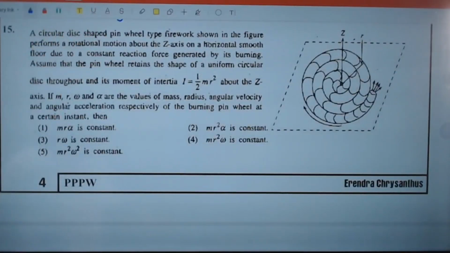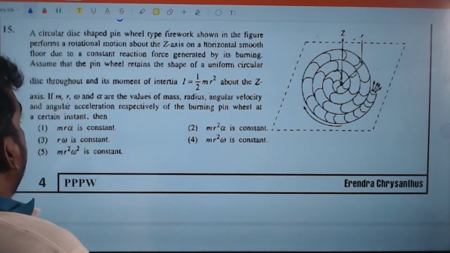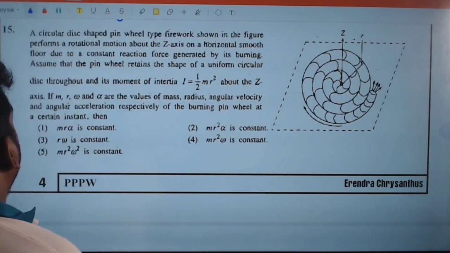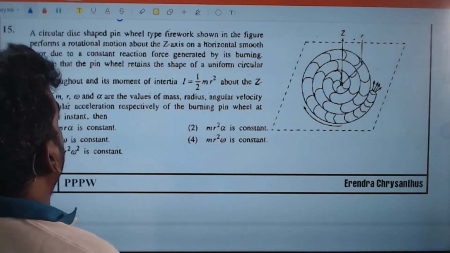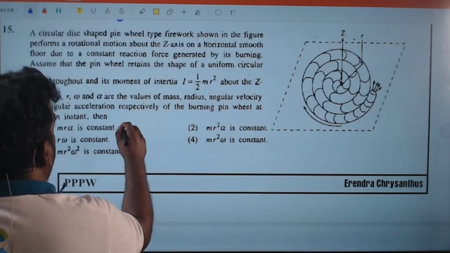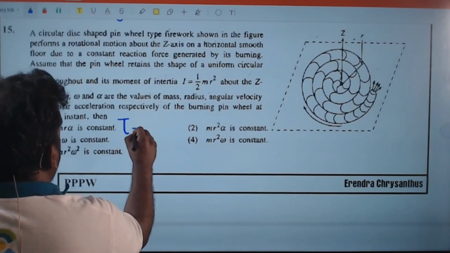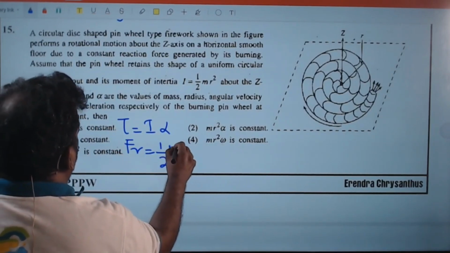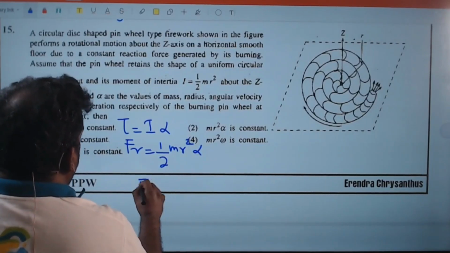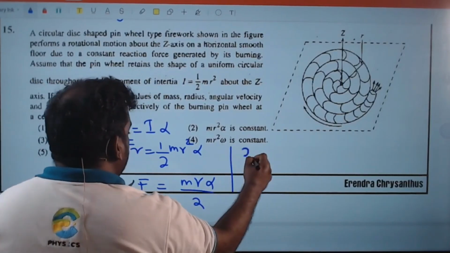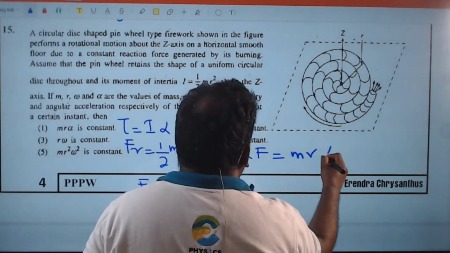A circular disc shaped pinwheel performs rotational motion along the z-axis. Assume that the pinwheel retains the shape. So they are asking you, constant force. Torque is equal to I alpha. Force into radius equals half m r squared alpha. Force equals m r alpha divided by 2. Simplify this: 2F equals m r alpha.